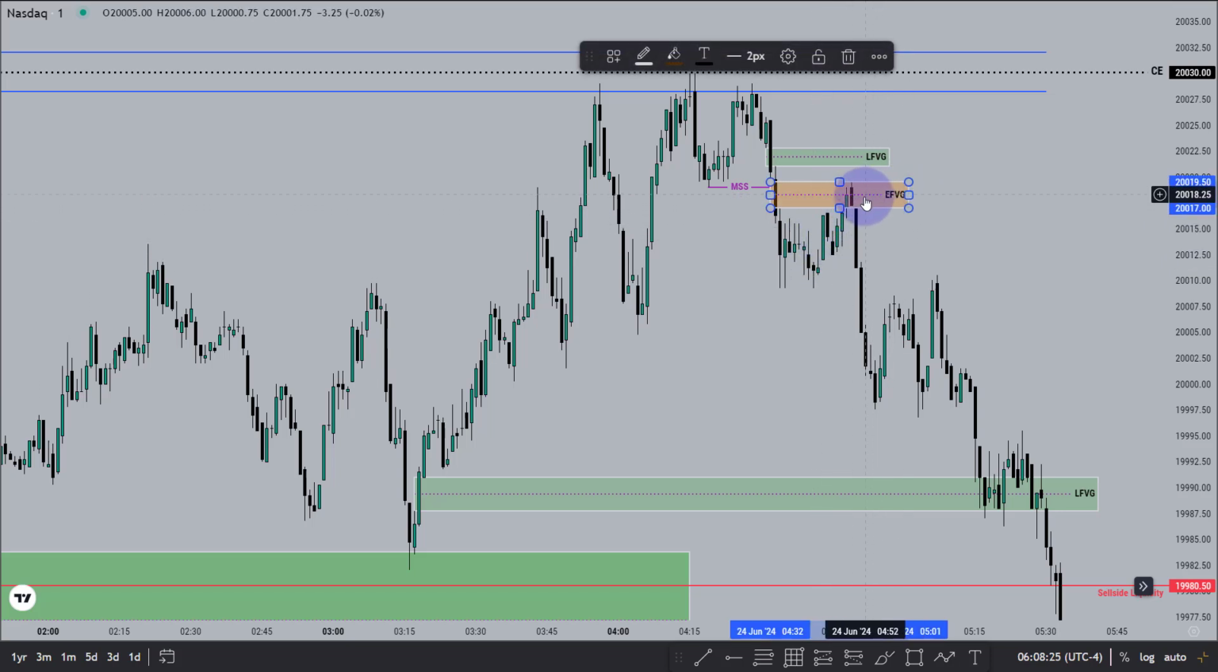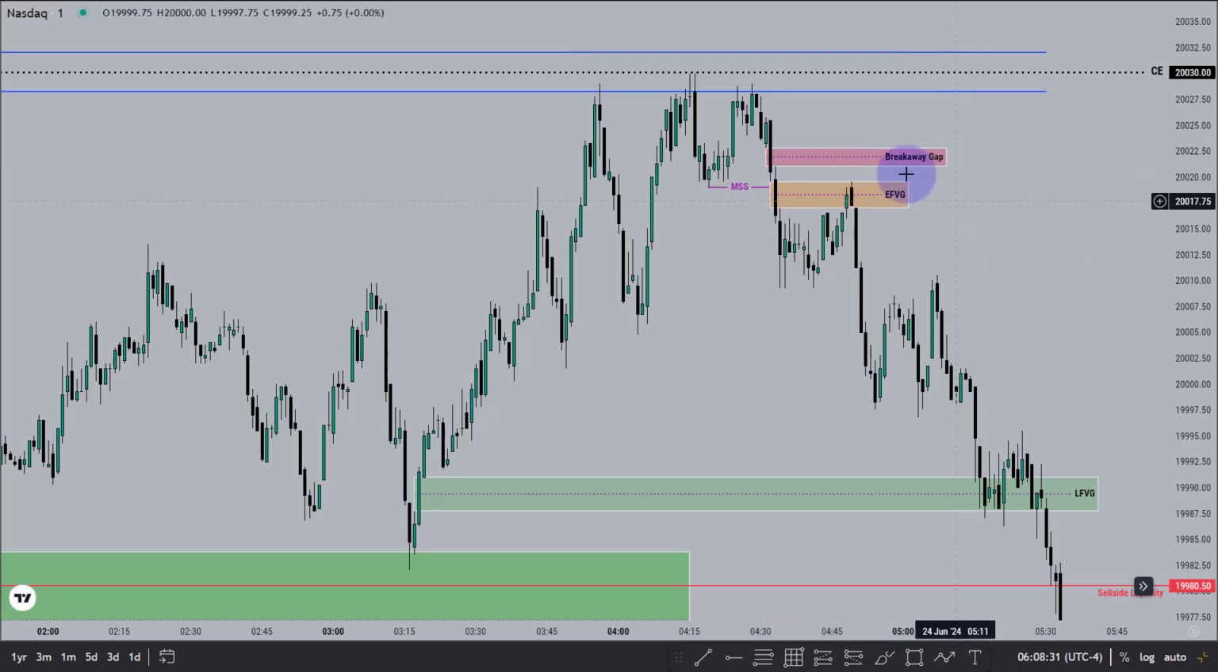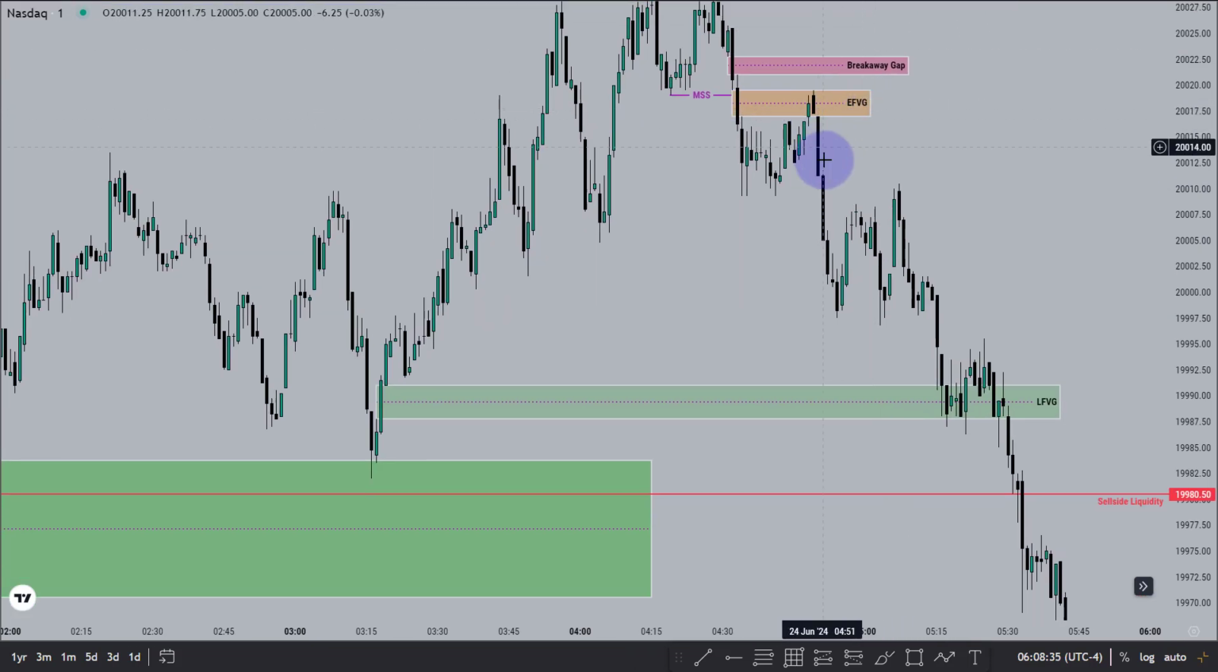How beautifully the entry fair value gap held the price, and the breakaway gap, the last fair value gap, how beautifully the market didn't even reach that breakaway gap. Then the market fell again. So that was a very nice fall. I was looking for another market structure shift over there. So I would love to mark this low. A lot of you will say this is your market structure shift. Okay, this is not a market structure shift.